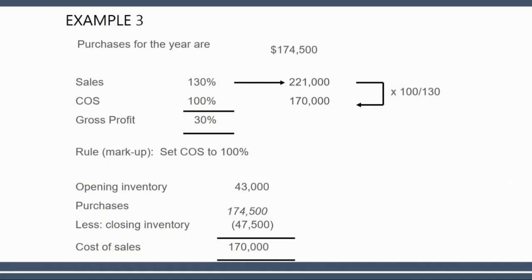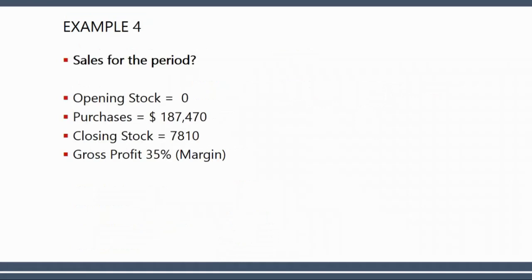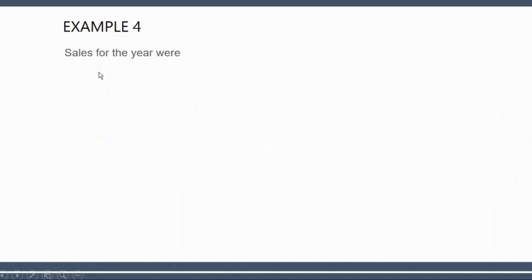One more example we will do now, which is example for sales for the period. So they gave us opening inventory plus purchases minus closing inventory. We will calculate our cost of sales, and then using cost of sales and the margin, we can find out our sales for the period. Very simple question. So it's a question for margin. So we put sales as 100% and gross profit was 35%. So cost of sale is 65%.